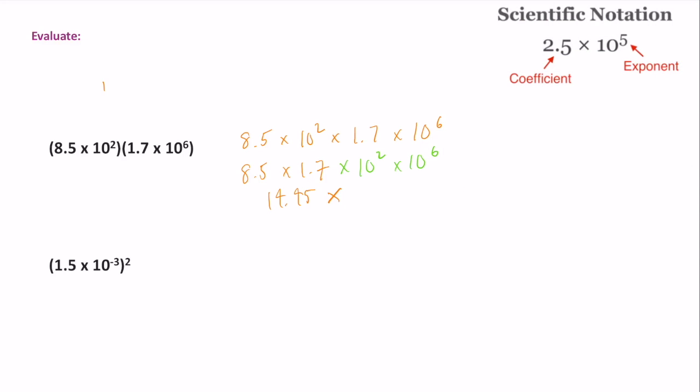I have 10 times 10, and 10 to the sixth, 10 times 10 times 10 times 10 times 10, right? 6 of them. So I have 2 of them, another 6, that's 8. So that's times 10 to the 8th, right?